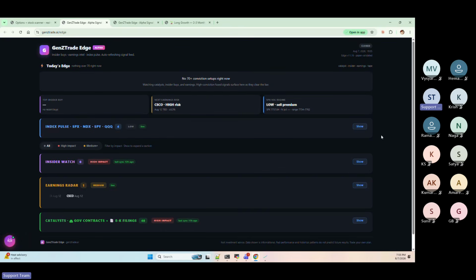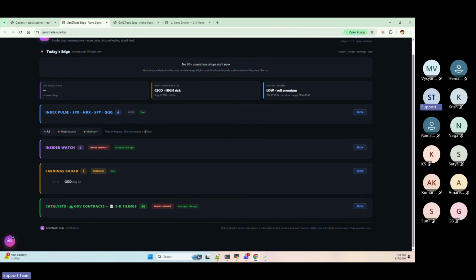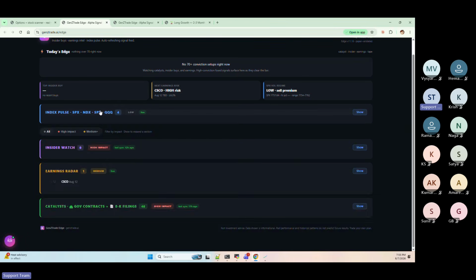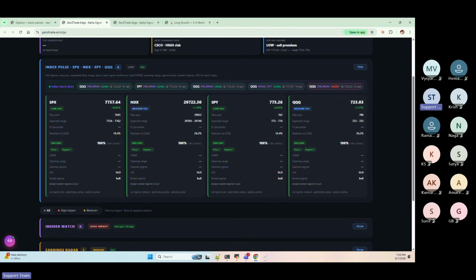Edge is for a little bit more advanced traders. Here there are four different sections. One is called index pulse. Some people here do a lot of index trading. The index pulse gets the sentiment of your indexes like SPY, QQQ, NDX, and SPX. It gets the data every second, looks into all the technical analysis, and tells you this is the time to buy or this is the time to sell.